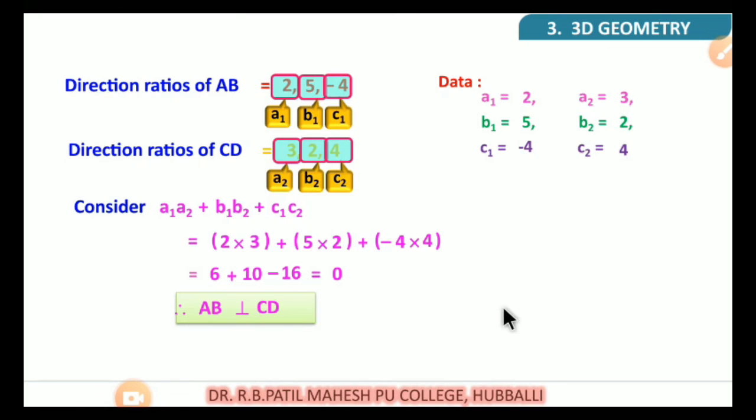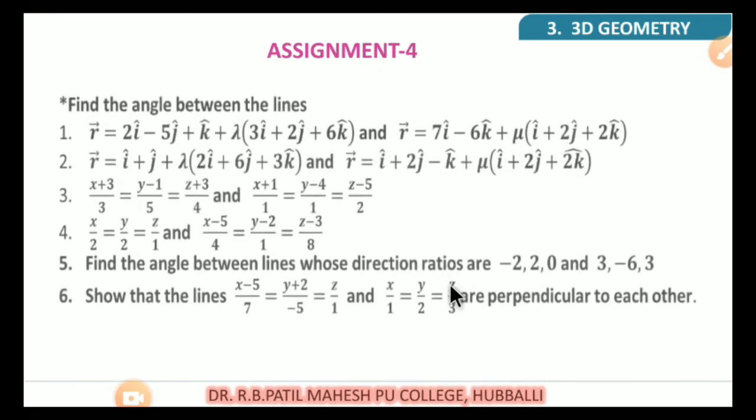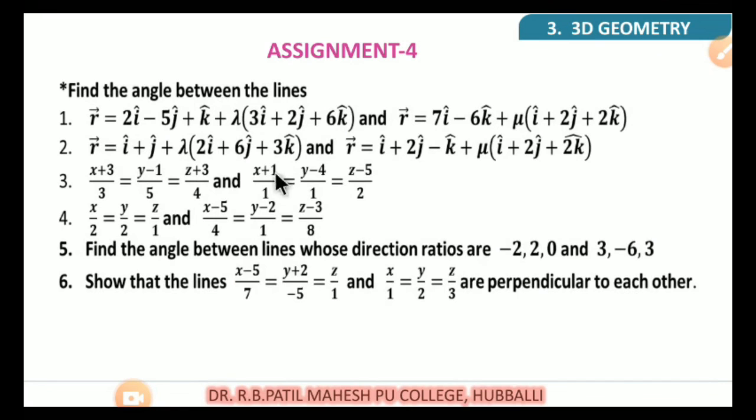So these are the examples on the angle between two lines. Now I am going to give assignment number 4 on this concept. You have to find out the angle between the lines, and also find the angle between lines whose direction ratios are like this. Also we can prove the perpendicularity of two lines. So consider these examples to solve here. If you want to solve these examples, just refer to the previous problems from this video and also the previous video. Thank you.